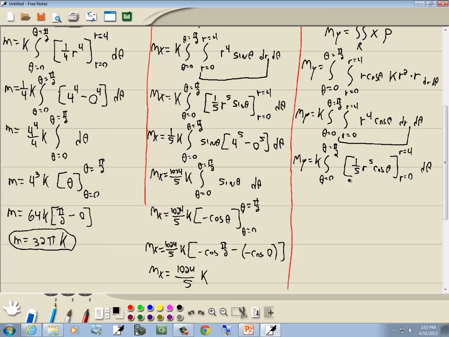d theta. The 1/5 I'll put out in front. So we're going to have 1/5 k, theta equals 0 to theta equals pi over 2. We'll put the cosine theta out in front of the bracket, and now we're left with r to the fifth. So I'll plug in these values: 4 to the fifth minus 0 to the fifth, d theta. We already said 4 to the fifth is 1024, so I'll put it out in front.